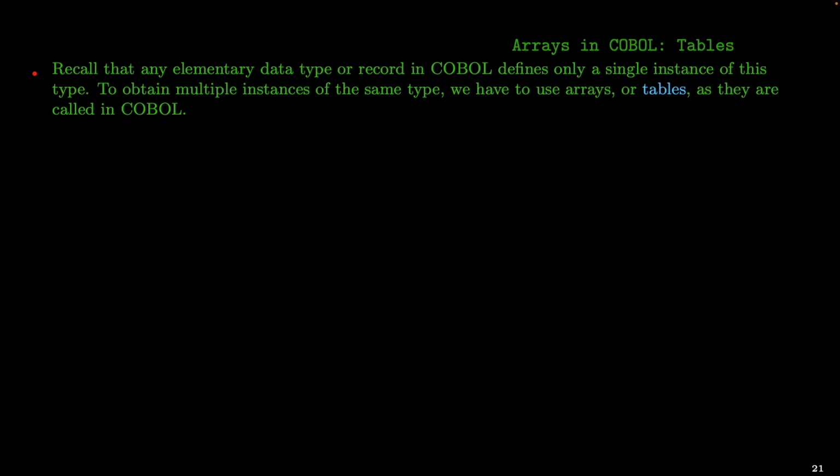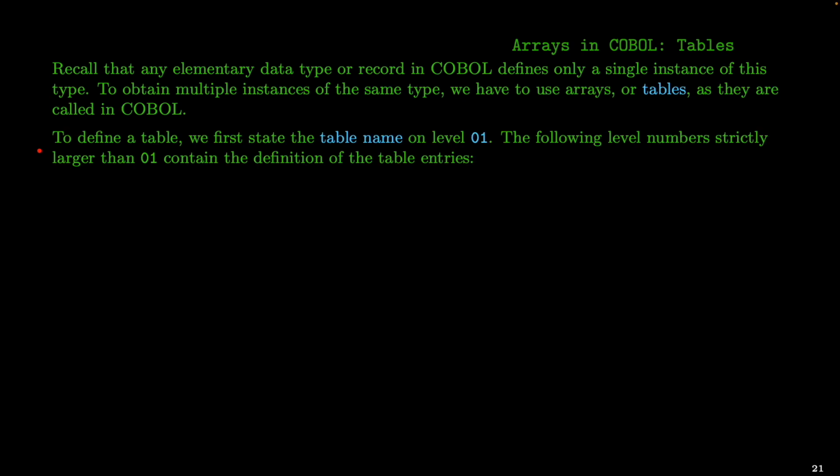So I already showed you an example of tables briefly in the byte array that we filled with hex values before, and now we want to explore this in more detail. To define a table, we first state the table name on level 01, and then the following level numbers that are strictly larger than 01 contain the definition of the table entries. Now we can have either elementary data items or records as table entries.